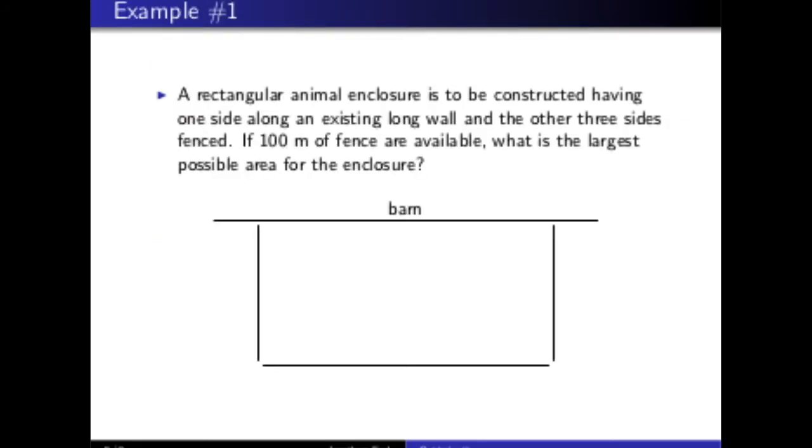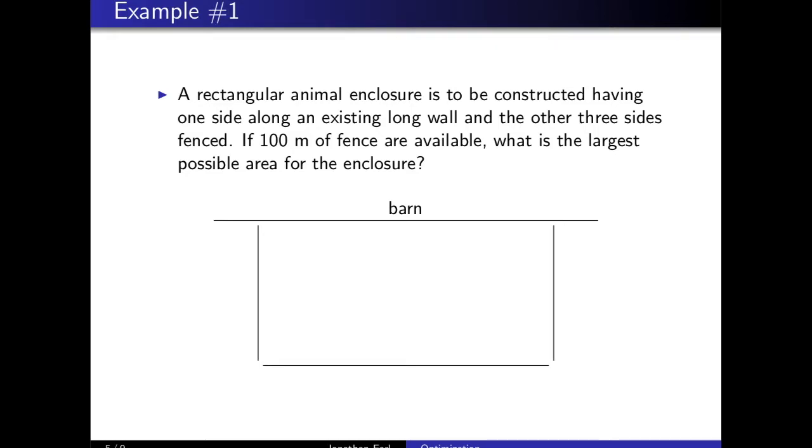Okay, so let's work through a few more examples. Suppose that we're given this rectangular enclosure, and we're going to construct it by taking 100 meters of fencing, building it along a barn, and we need to cover off the other three sides of the enclosure with our fencing. We'd like to find the largest possible area for this enclosure. So what we see here is a barn and three other sides, and we need to build fencing for those sides.